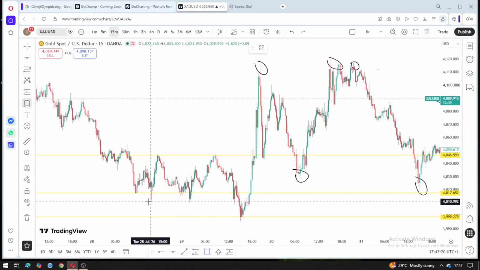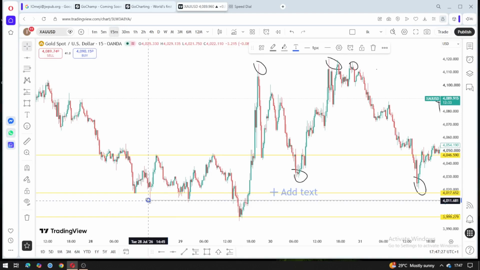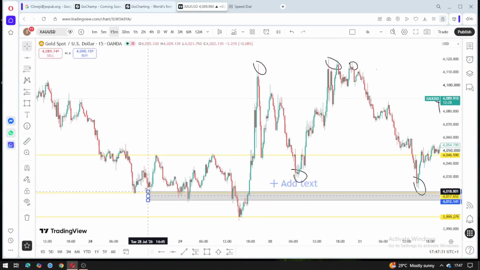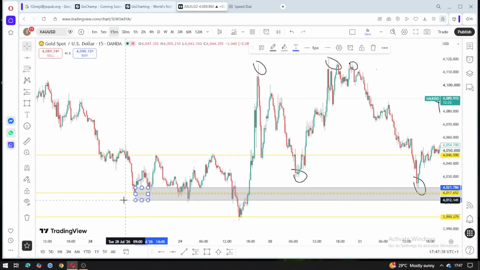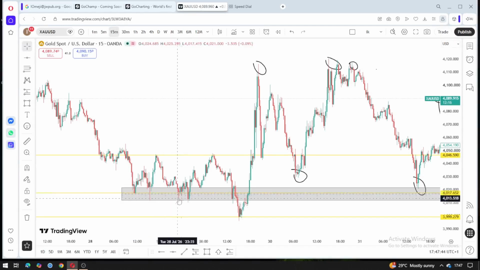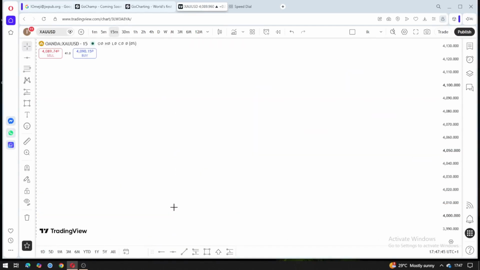So I'm starting from here. This is the wick stretching out. I start from there, and I take it to the body. So that is the size of the zone. All right, that's the size of the zone. Did you see that? The size of the zone at this point. So this is how you determine the size of a zone, okay?